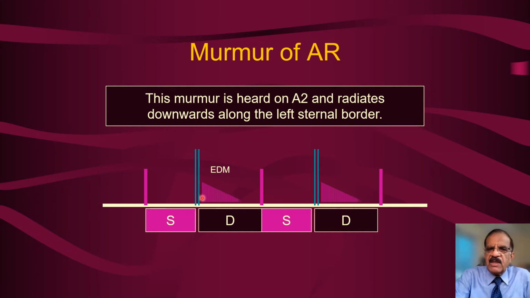The murmur is there. The murmur has the maximum intensity to begin with, but as time passes, almost up to the mid of diastole, there is no further murmur. So this is the decrescendo murmur of aortic regurgitation. Early diastolic murmur. EDM is early diastolic murmur.